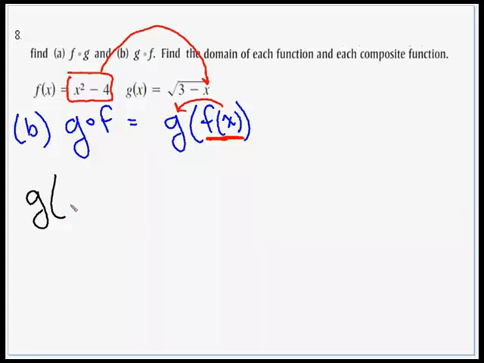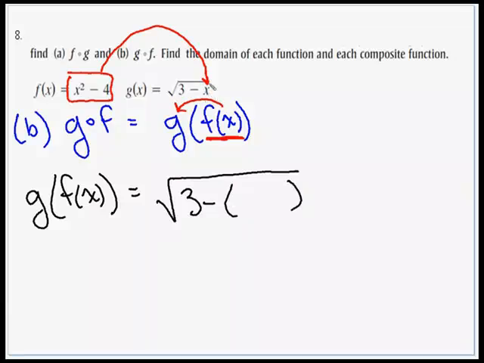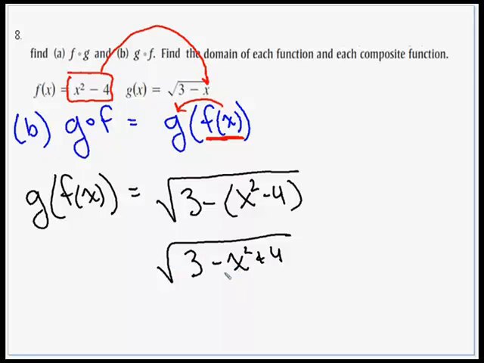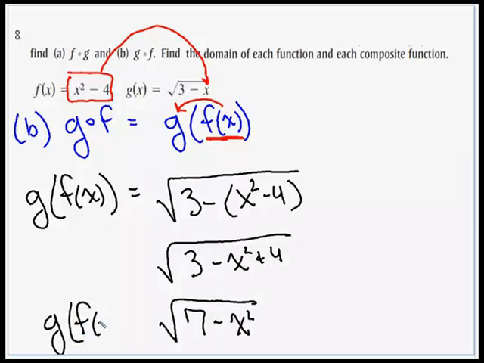So g of f of x is equal to, my outer function is this g function, and that was 3 minus something. And we used to have an x in there, but now that x is replaced with the entire f function, x squared minus 4. Don't forget to put it in parentheses because we will have to distribute that negative. And we're going to do that right now. 3 minus x squared plus 4. And then we combine like terms underneath the radical. We have square root of 7 minus x squared. So there is our composed function g of f of x.